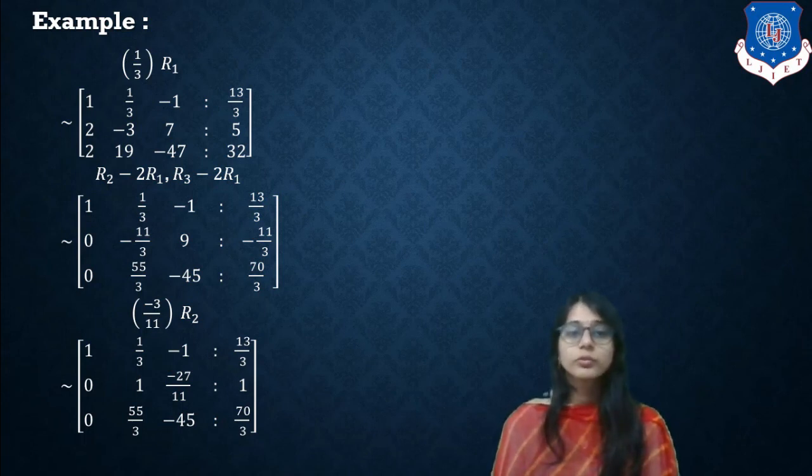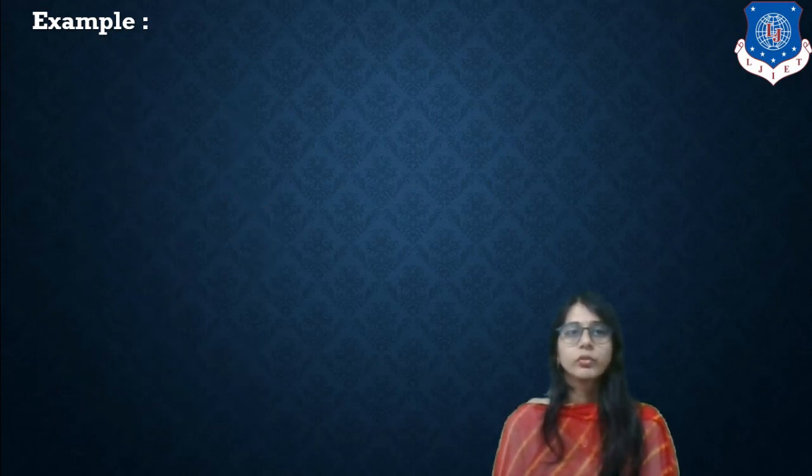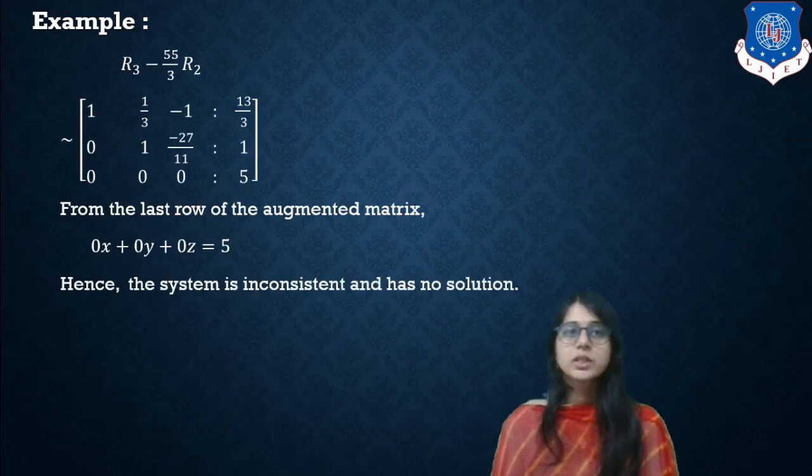Now we have to convert 55/3 into 0. So we use R3 − (55/3)R2. We get [1, 1/3, −1, 13/3; 0, 1, −27/11, 1; 0, 0, 0, 5]. See, in this case, the x, y, z entries are 0, so our system is inconsistent. So the system has no solution.